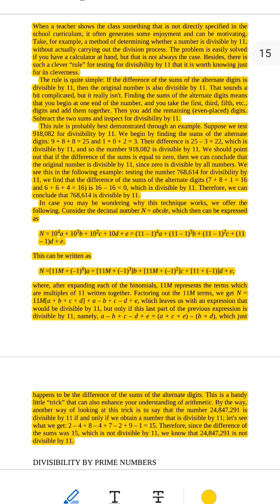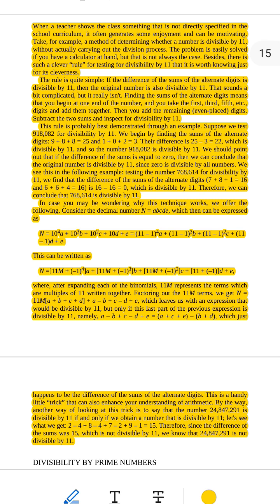Let's try another example with more digits. Let's use 7686 and see if it's divisible by 11. 1. Write down the number. 2. Identify the odd and even position digits. Odd position digits: 7, 8, 1, first, third and fifth positions. Even position digits: 6, 6, 4, second, fourth and sixth positions.